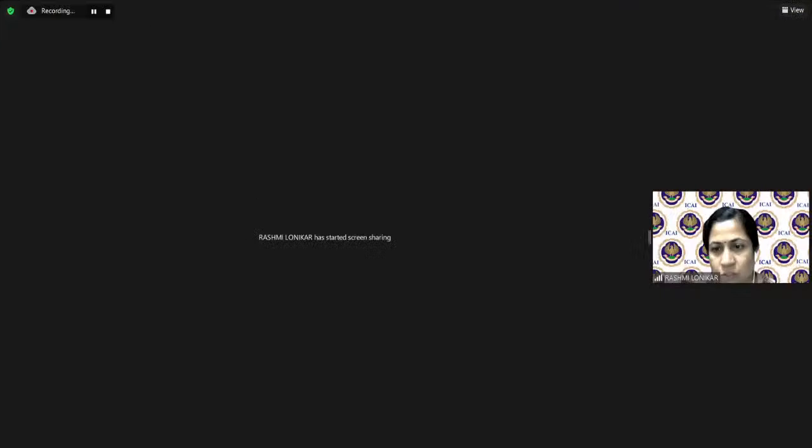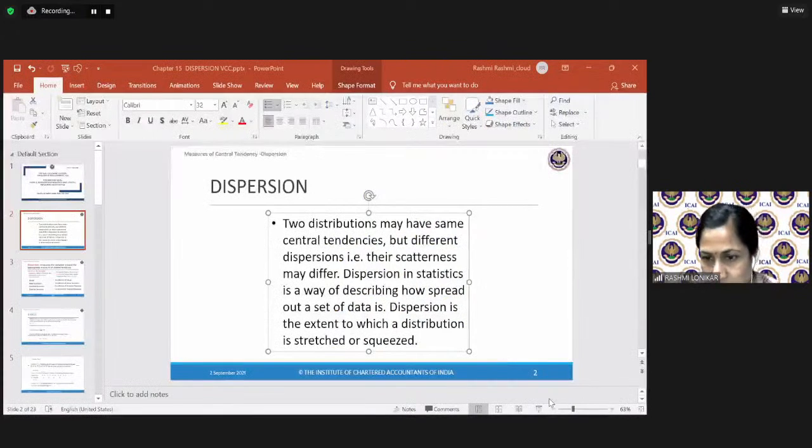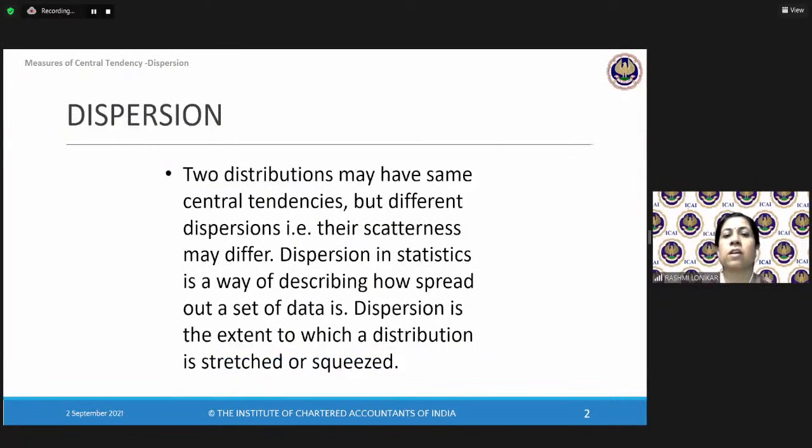Okay. So let us begin from where we left off yesterday. Let me share the screen. So today we are going to talk about dispersion. Okay. So what is dispersion? Let me make it full screen.